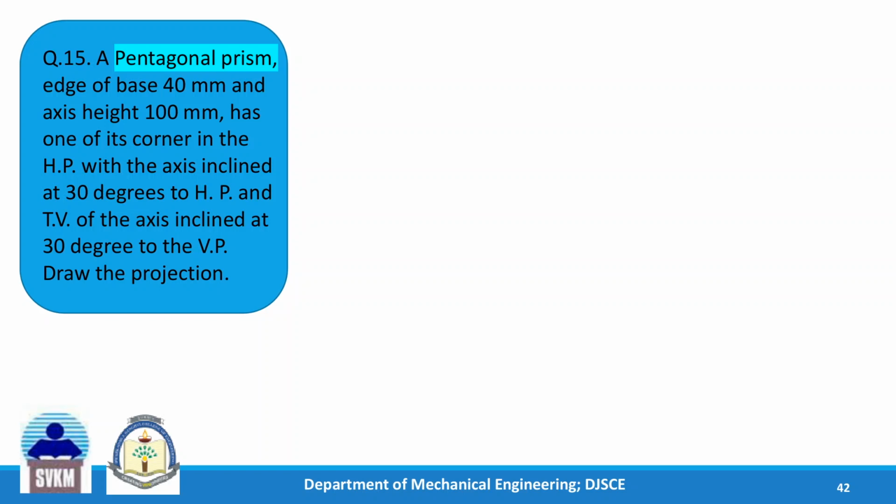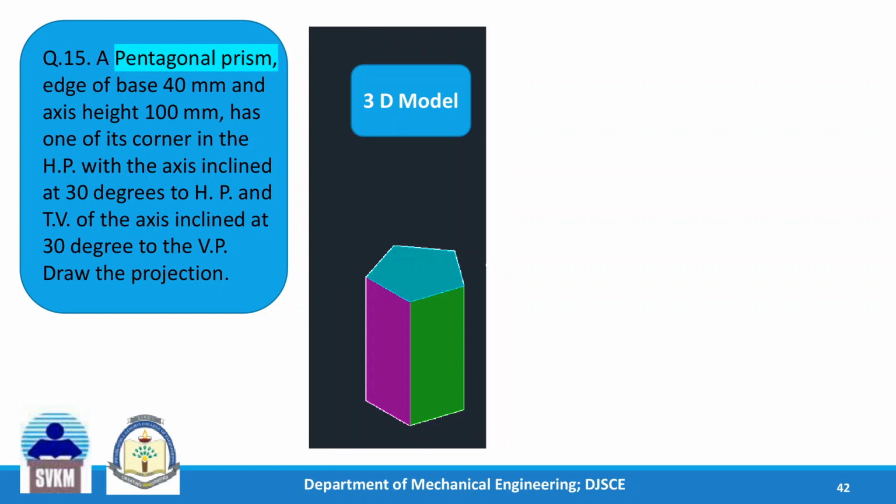Let us see those models for these steps. Step 1, the pentagonal prism is kept on its base on HP such that one of its corners is on the right side of the observer. That is necessary because we will tilt it around this corner, and that will be helpful for solving it in the second step.